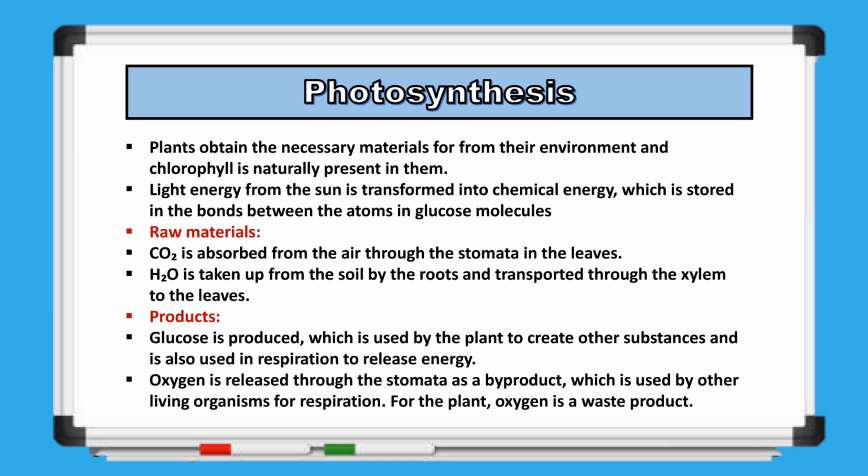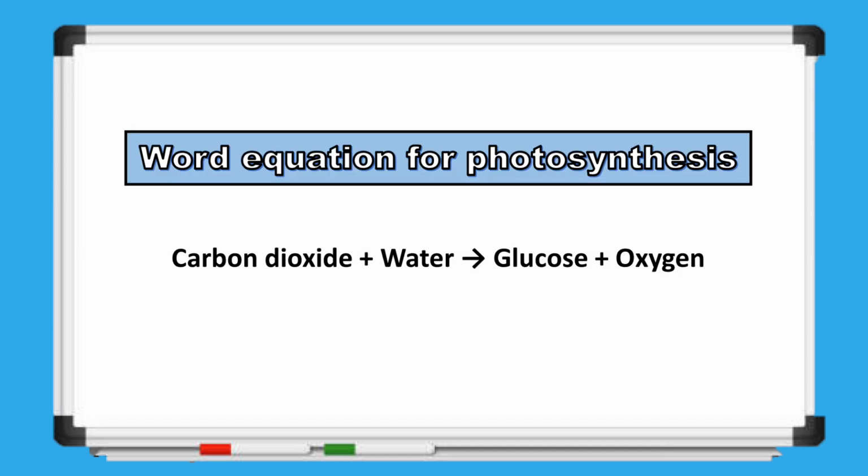As a result of photosynthesis, the plant produces glucose, which serves as a source of energy and a building block for other molecules. Oxygen is also produced and released through the stomata. For the plant, this oxygen is not needed and is simply a waste product, but for other living organisms, it's vital for respiration. Now, when it comes to the word equation for photosynthesis, it's quite simple.